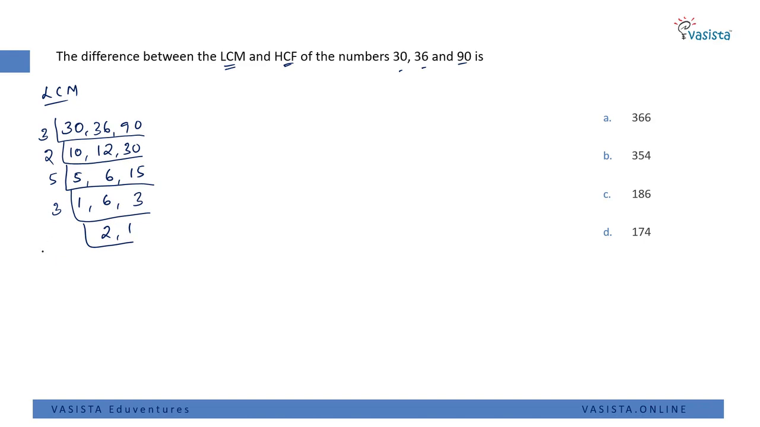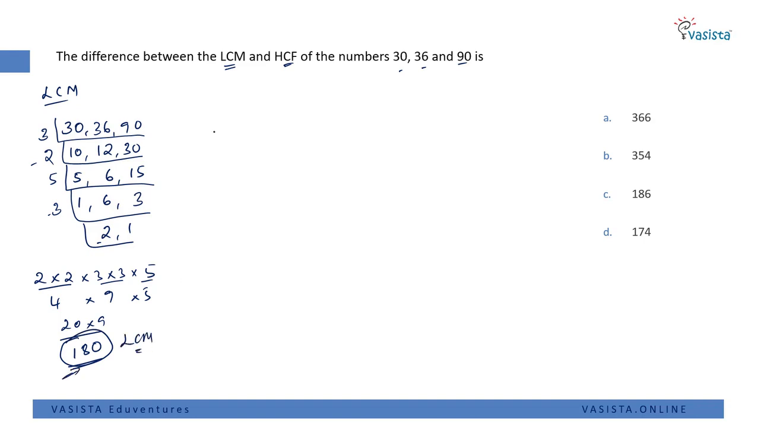So the LCM of this particular 30, 36 and 90 is 2 times there, that is 2 into 2, 3 2 times there, that is 3 into 3, and 5. So 2 2s are 4, 3 3s are 9, 5, right, 5 4s are 20, 20 9s are 180. 180 is going to be our LCM.